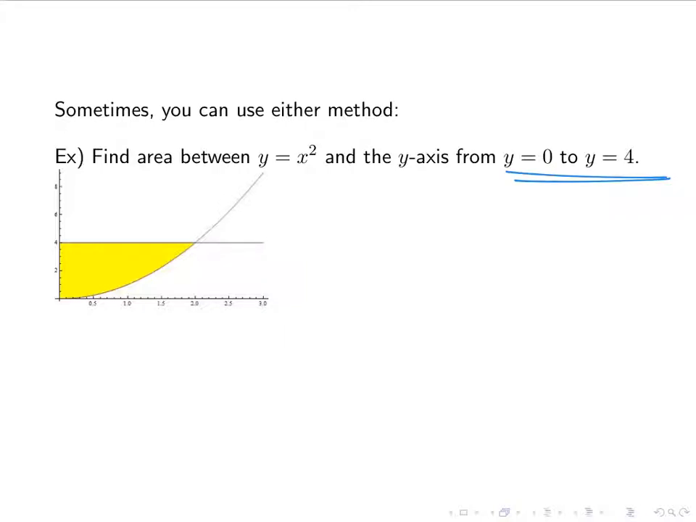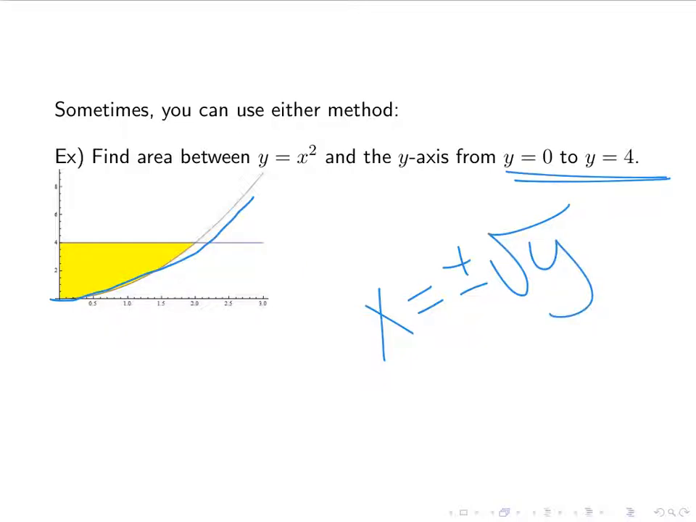If I'm doing it in terms of y, then I need to do the right function minus the left function. The right function is my curve, which is at this moment written as y equals a function of x. But again, I need to rewrite it. So if y equals x squared, then x equals plus or minus the square root of y. Don't forget the plus or minus. We're going to see in another example it's going to be really important.